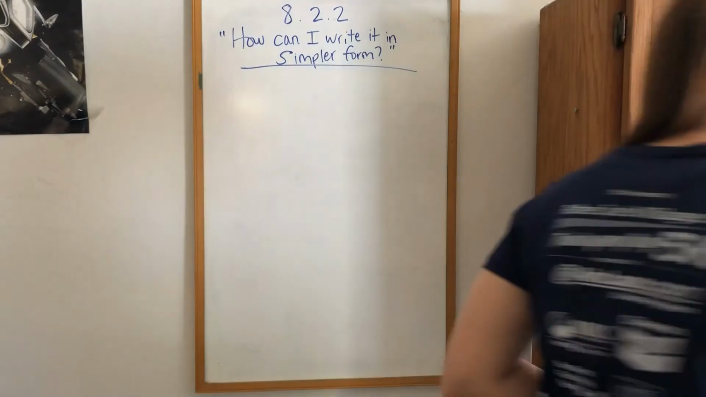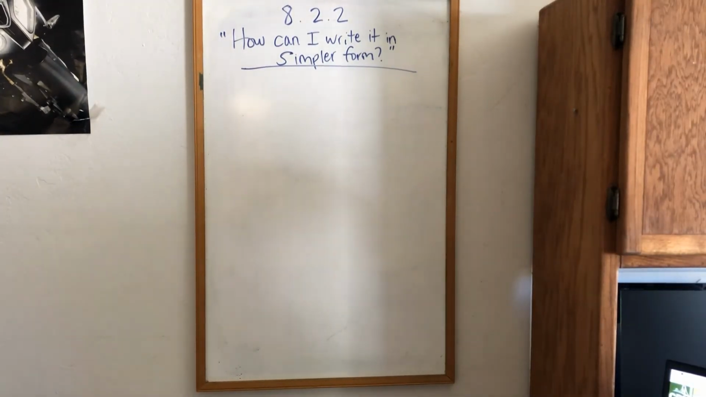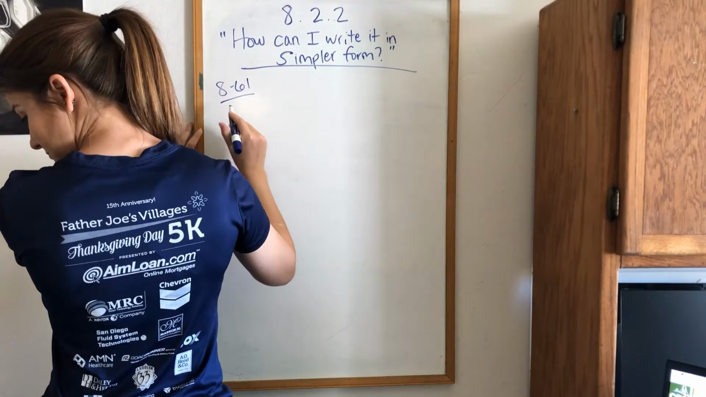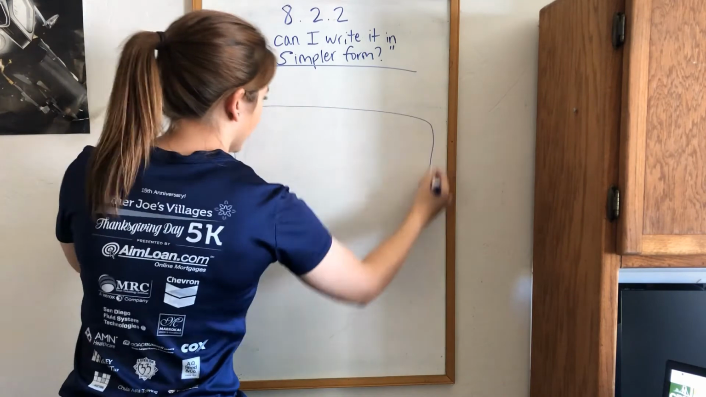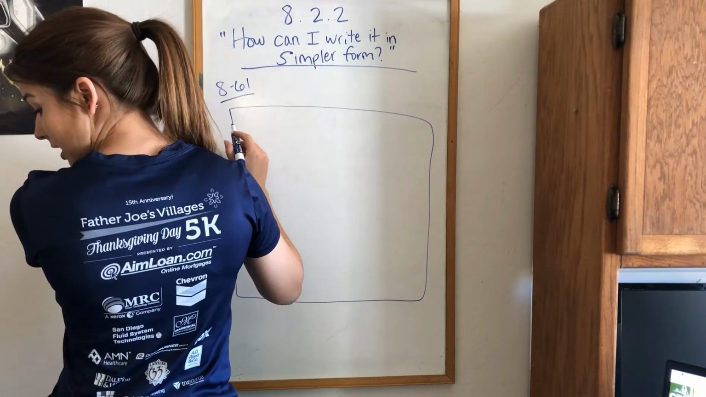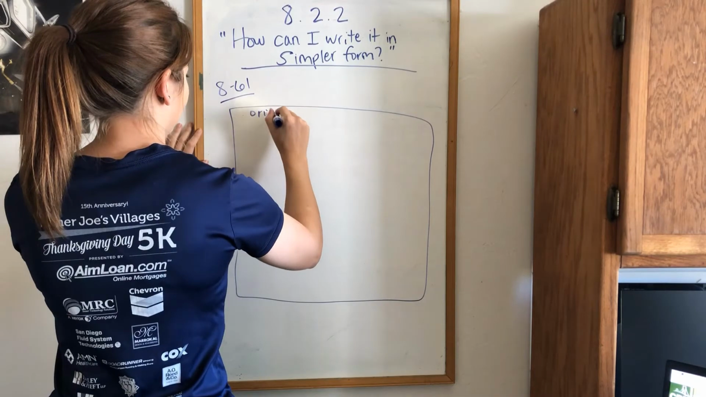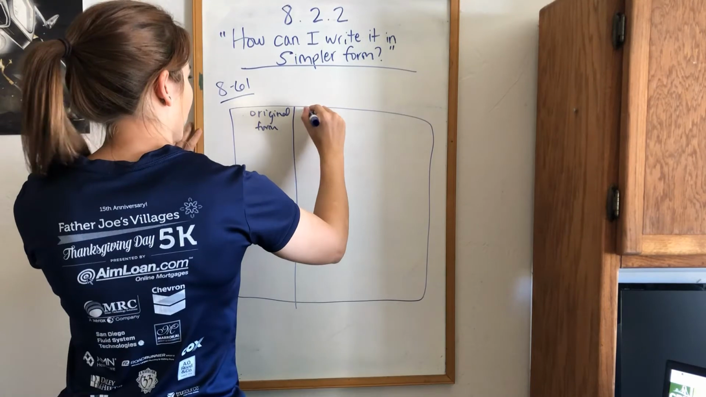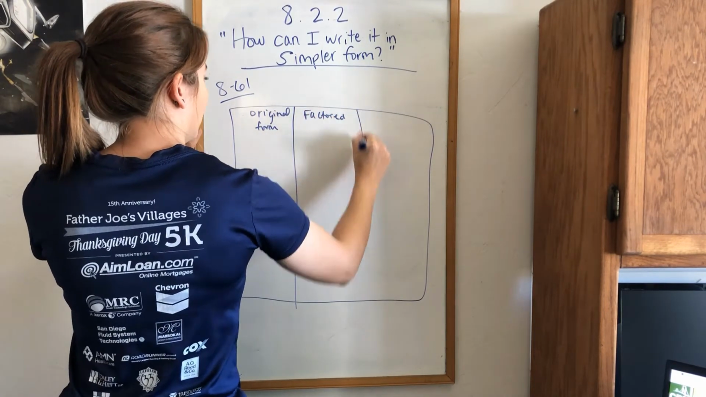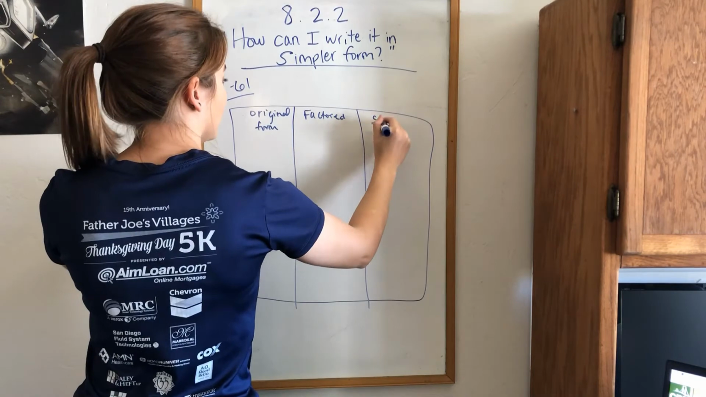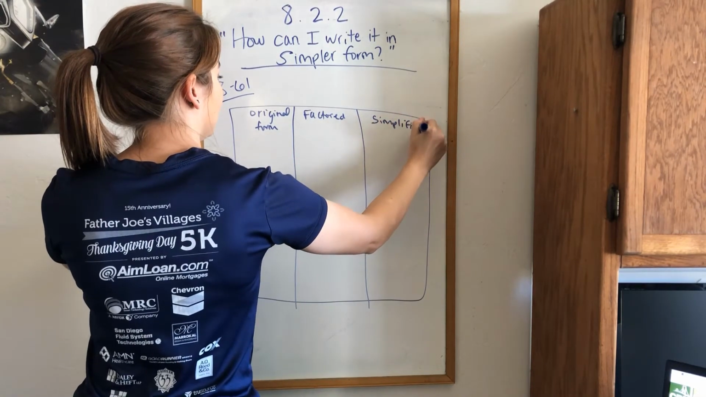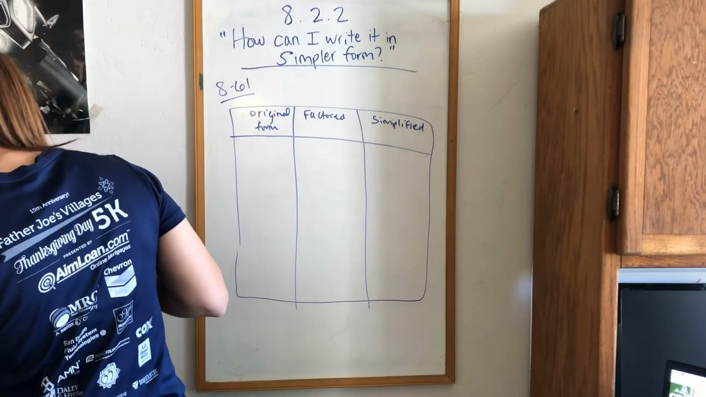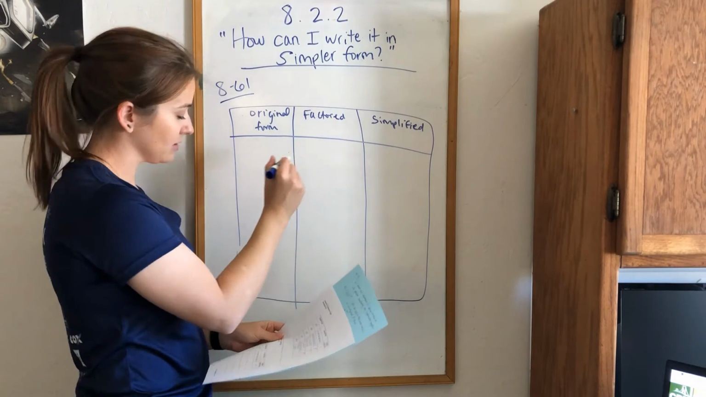So I'm actually going to write it. So this is 8-61. I'm going to try and quickly do this. We've got original form. We've got factored form. I'm just going to put factored. And the other one is simplified form.